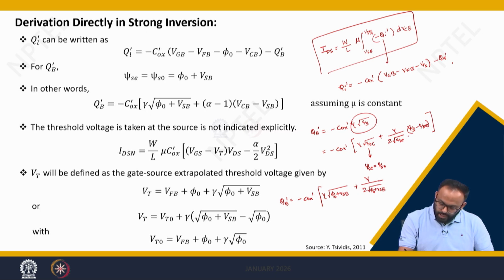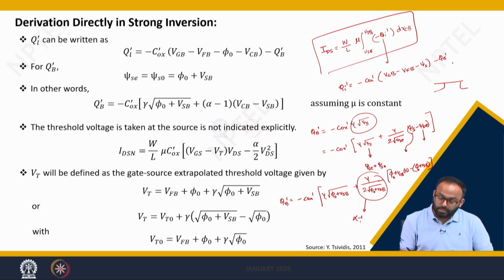Now psi S, if you want to represent the surface potential in general along x, then you can rewrite it as phi naught plus VCB as a function of x, minus this psi SE, which is phi naught plus VSB. Again this term can be replaced as alpha minus 1, where alpha was given as 1 plus gamma divided by 2 times root of psi SE. If you keep psi SE as psi S0, then this becomes alpha.